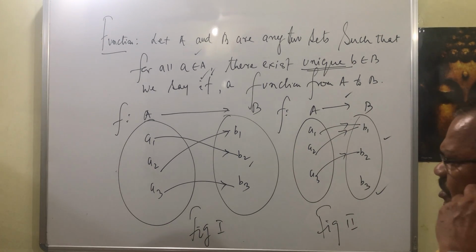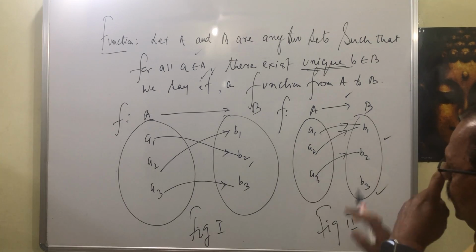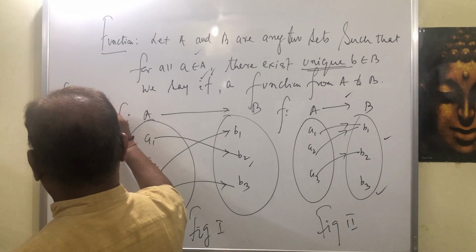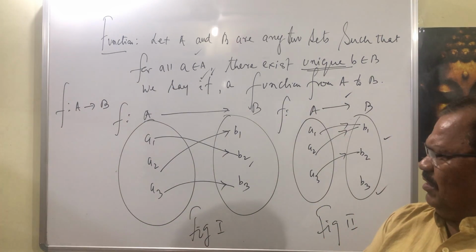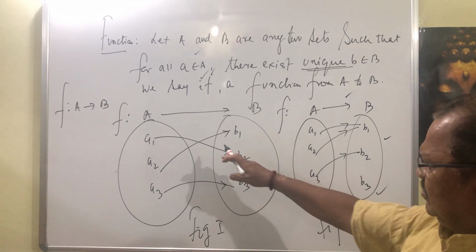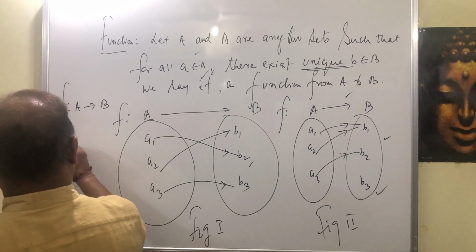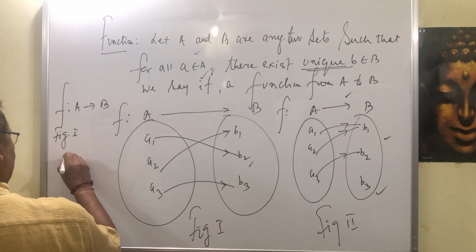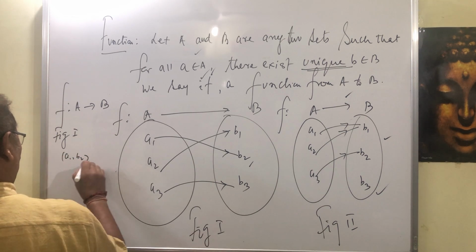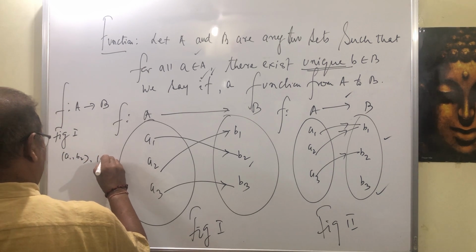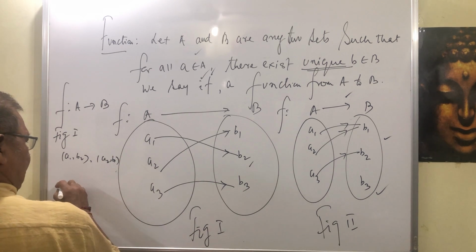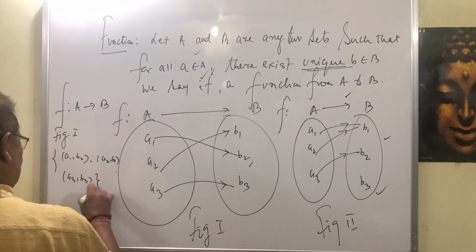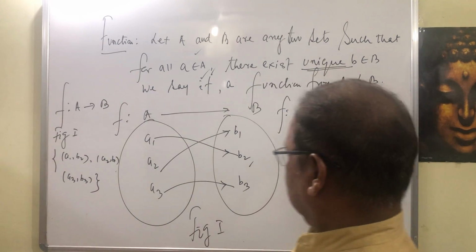definition. I hope it is clear now. Now this correspondence can be written like this: f is a function from A to B. This is the symbolic representation of this function. Now if you want to see here in figure 1, what is the figure 1 condition? Figure 1, this is A1 goes to B1, A1 goes to B2, A2 goes to B2, A2 goes to B1, A3 goes to B3, A3 goes to B3. So here is a correspondence between set A and set B.